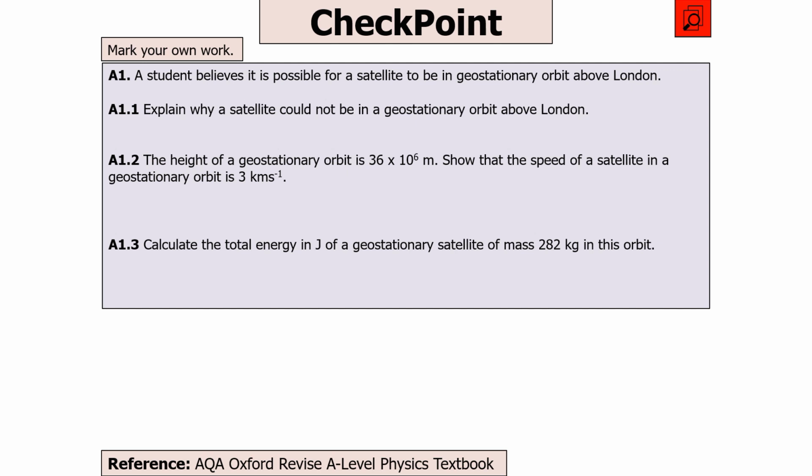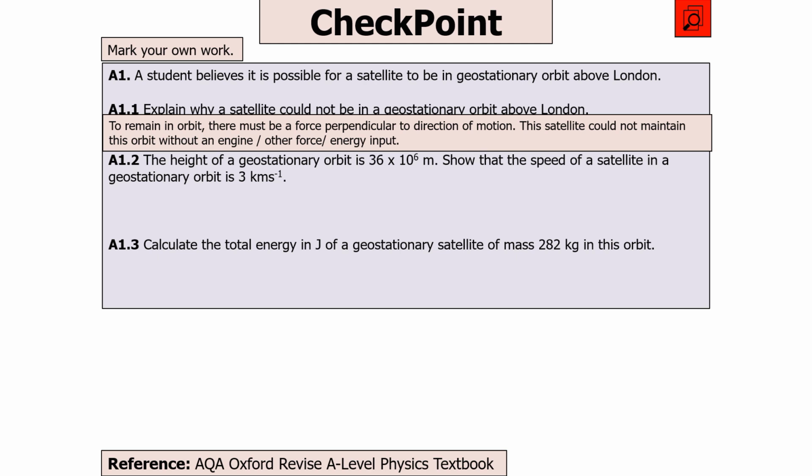Right, so in this first one, why can't it be in a geostationary orbit above London? Well, to remain in orbit, there must be a force perpendicular to the direction of motion. Now, this satellite could not maintain this orbit without an engine or other force input. Now, you can only really maintain a geostationary orbit when you're in a plane above the equator.